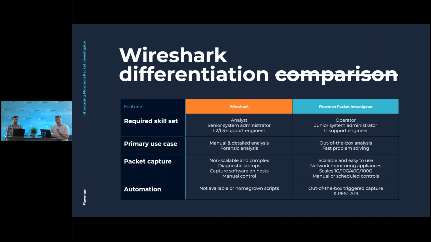The primary use case, which is the main differentiation, is that while Wireshark is used for manual analysis, forensic analysis in terms of post-compromise, post-incident deep analytics, Flowmon is really off-the-shelf, out-of-the-box analytics for fast problem solving, for root cause analysis of the majority of the most common issues.